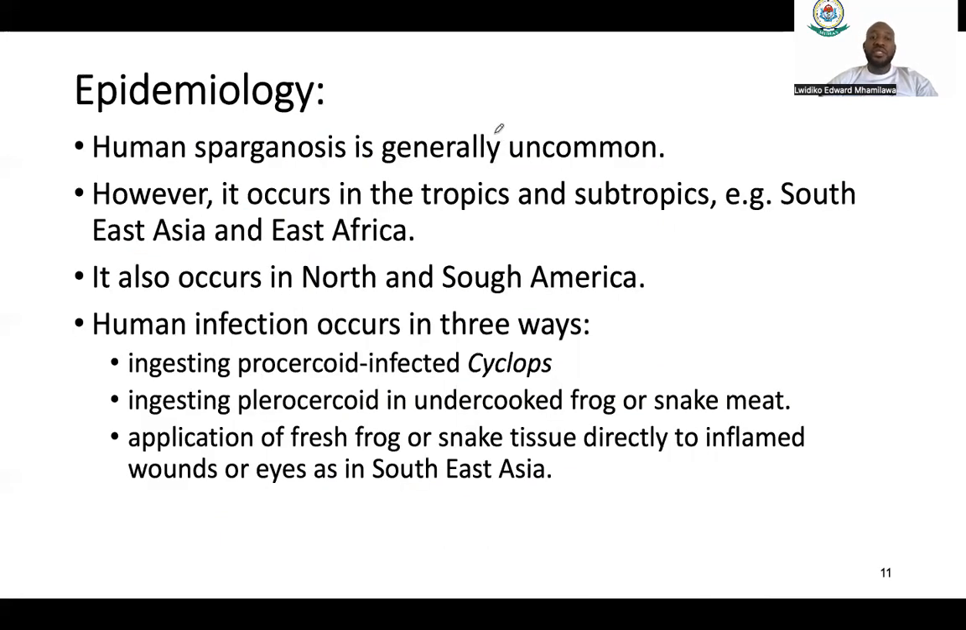And its prognosis is generally uncommon. However, it occurs in places like the tropics. As you know, the diseases of poor people who don't have processed water can also occur in South and Northern America. Human infections occur in three ways.